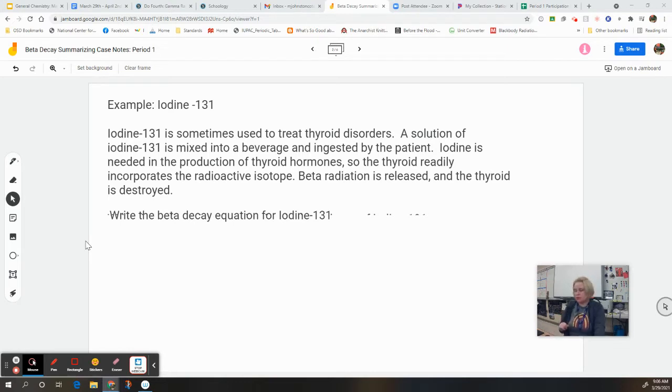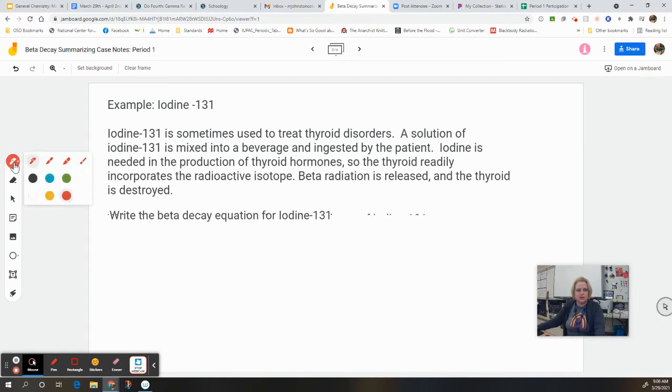So this is the example we went over in class. It says iodine 131 is sometimes used to treat thyroid disorders. A solution of iodine 131 is mixed into a beverage and ingested by the patient. Iodine is needed in the production of thyroid hormones, so the thyroid readily incorporates the radioactive isotope. Beta radiation is released and the thyroid is destroyed. And then we're going to write the beta decay equation for the decay of iodine 131.